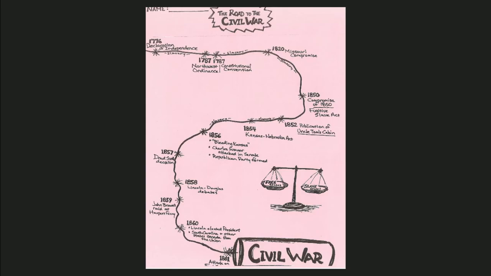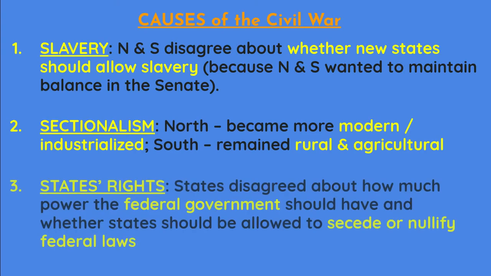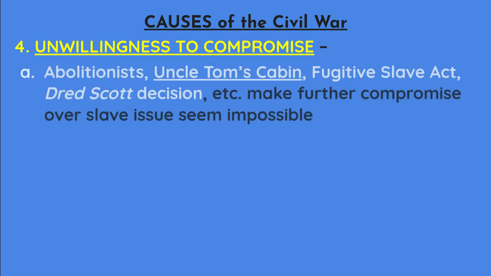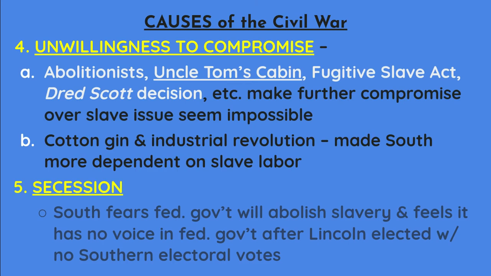So the Civil War is a war between the northern states and the southern states, and we went over all the causes of the Civil War earlier. There's not just one cause of the war, although if you had to narrow it down, slavery is the one that underlies all of these other causes. States' rights is a big one. A lot of times people claim states' rights was the real cause of the Civil War, but all of these things, sectionalism, the unwillingness to compromise, are related to slavery. So slavery really underlies everything.